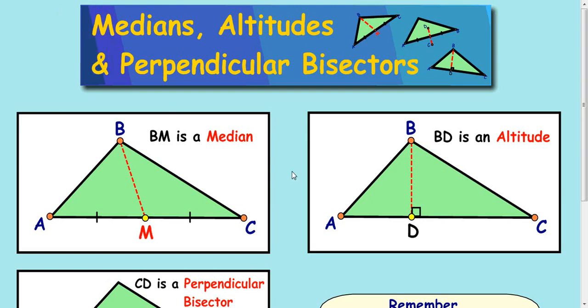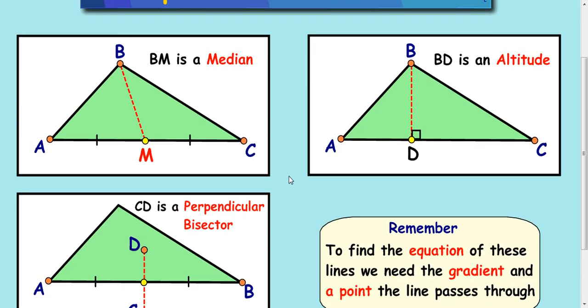In this lesson we're going to focus on medians, altitudes and perpendicular bisectors. It's the most important part of the straight line, as most exam questions focus around this area. Now the first thing you have to do is understand what each of them are.